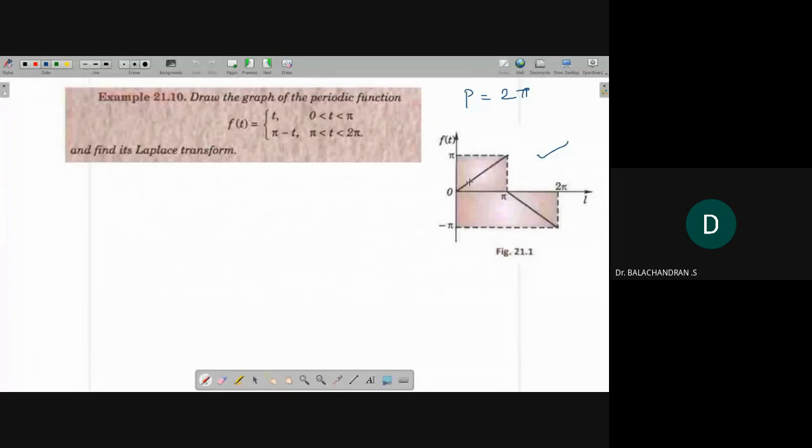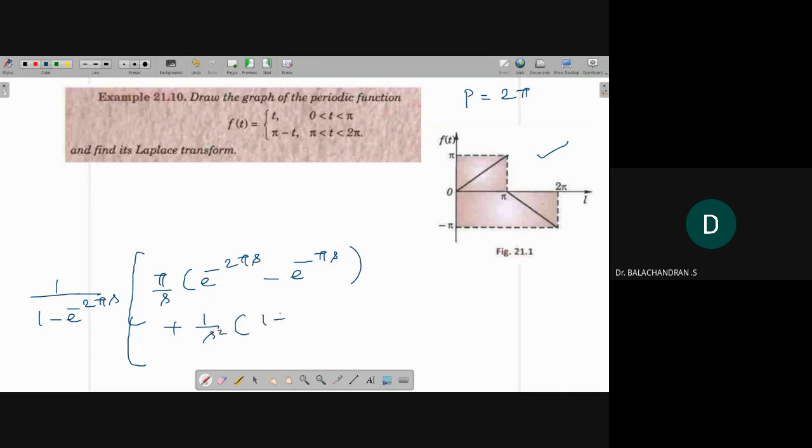You can verify the answer is 1 by 1 minus e power minus 2 pi s, into pi by s into e power minus 2 pi s minus e power minus pi s, plus 1 by s square into 1 plus e power minus 2 pi s minus 2 into e power minus pi s. So this is the final answer.